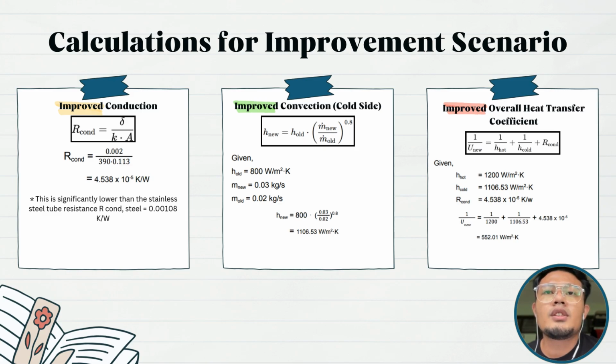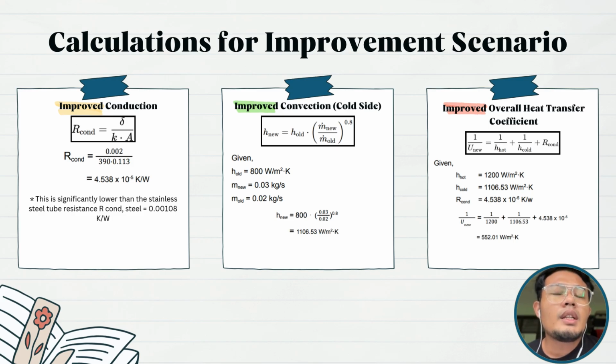Okay, that is the formula for the improved convection. For the values, we have h0 as 800, the m new as 0.03, and the m0 as 0.02. We just need to follow the formula and seek the value. The h new we got is 1106.53.